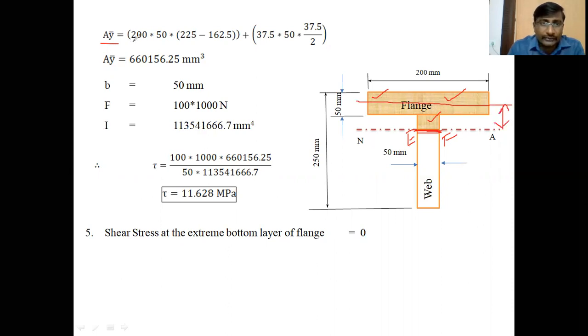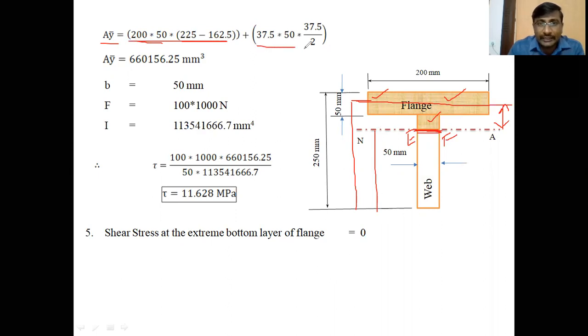Okay, so 200 into 50 is the area of the flange, and the distance of that CG from the neutral axis is 225 minus 162.5. 225 is the distance from the bottom face, and 162.5 is the distance of the neutral axis from the bottom face. So the distance between these two axes is 225 minus 162.5. This is the A1 Y1.